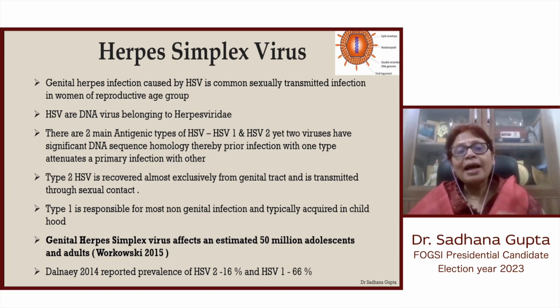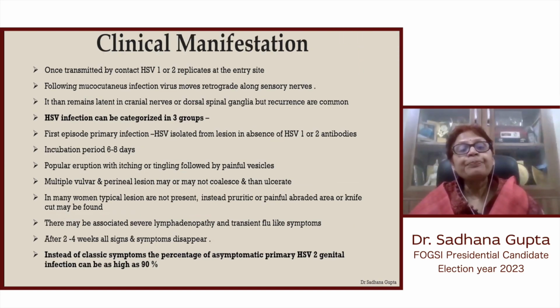Herpes is the last of the TORCH. It is a sexually transmitted infection, a DNA virus, and we have two types, HSV1 and HSV2. HSV1 is the non-genital infection, and a good proportion of adolescents and young women are infected with it. Type 2 HSV is almost entirely a sexually transmitted infection. So we can have three categories.